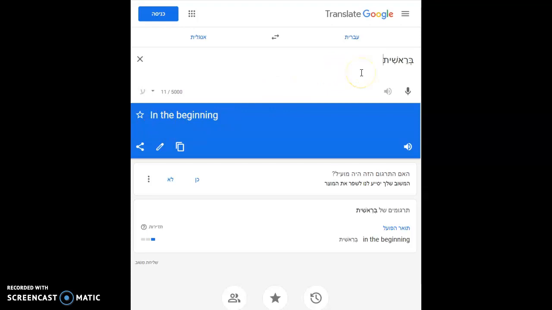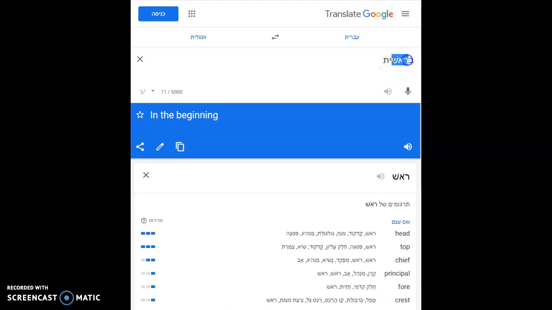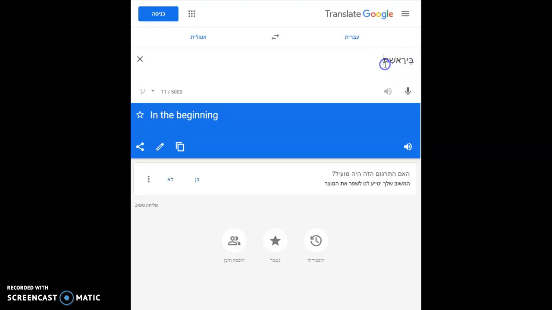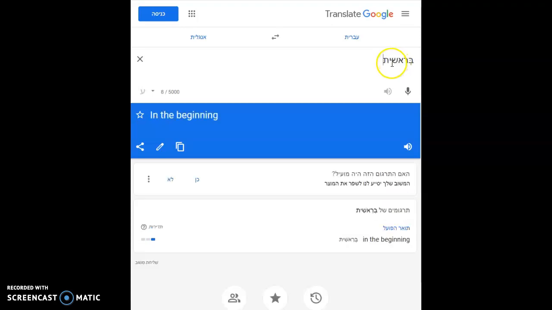The reason for that is because Hebrew is also built in layers. We don't use so many words as in English, but we have a lot of prefixes and suffixes to change the variation of the root word. So in this case, we have a prefix over here, we have a root word over here, and we have a suffix over here. So let's go over them one by one.